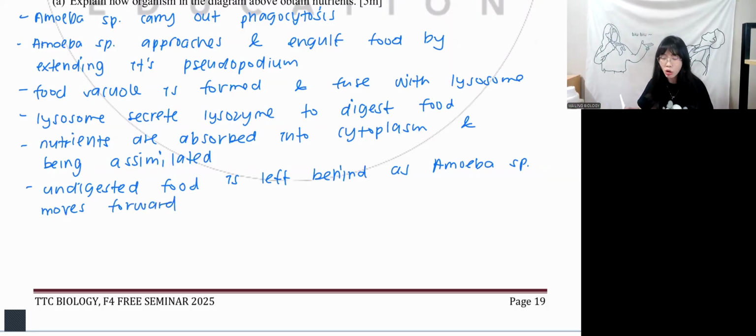Assimilated means you change your glucose into energy. You change your protein into amino acid. Means you use the food for something else. Like human, we have fats, right? We eat lipid, it acts as a heat insulator. That is also assimilation.